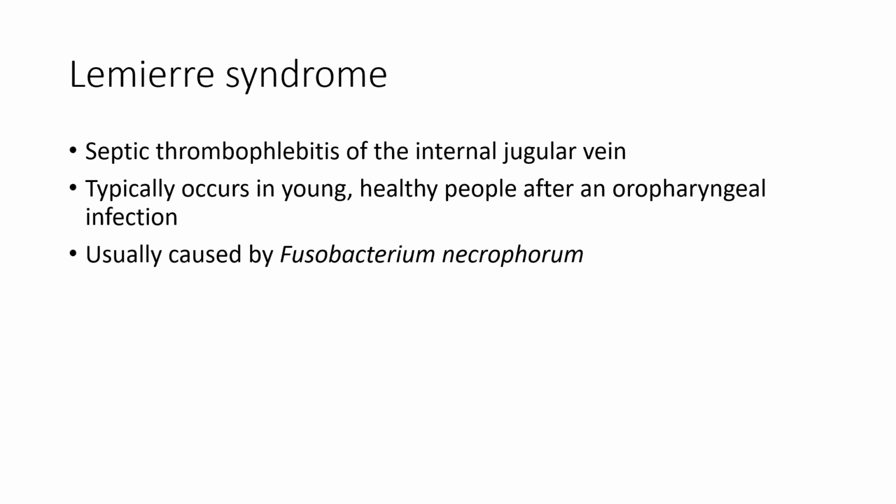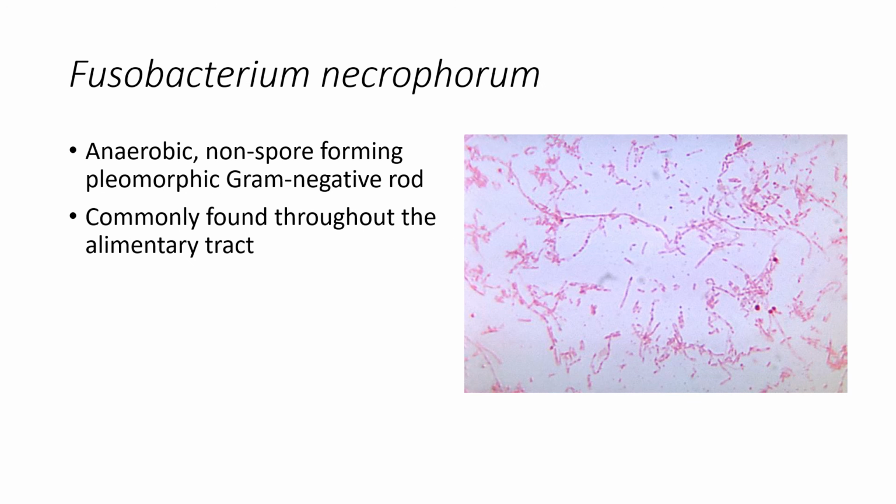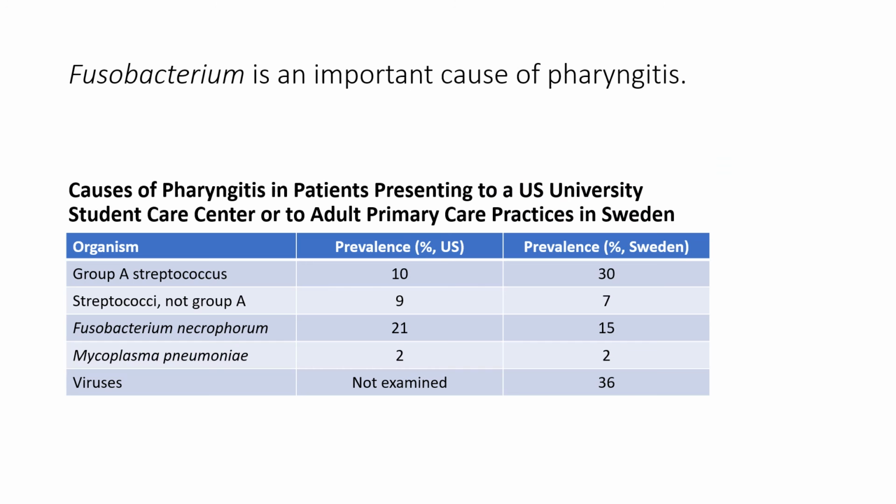It is usually caused by a bacteria called Fusobacterium necrophorum. So this is an anaerobic, non-spore-forming gram-negative rod, and it's commonly found throughout the alimentary tract, so mouth, esophagus, all the way through your gut. It can also cause pharyngitis.